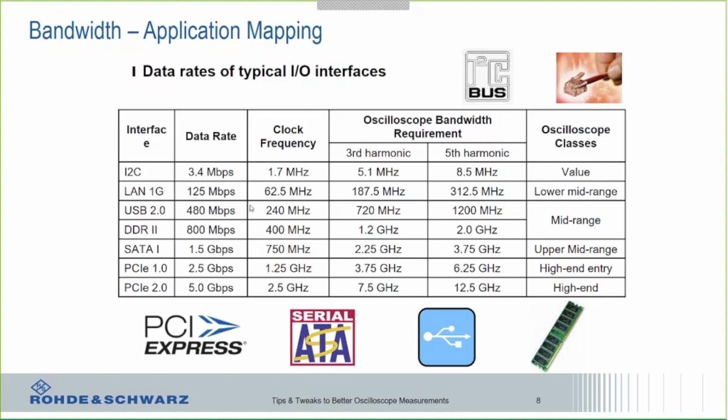Now we'll talk about when you can get by with less when we get to the specification section. But this is, again, following that general rule of thumb, the 3 to 5x. This is where you'd want to be in terms of bandwidth.